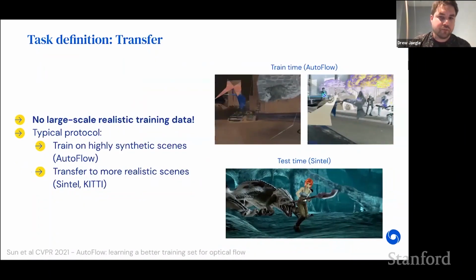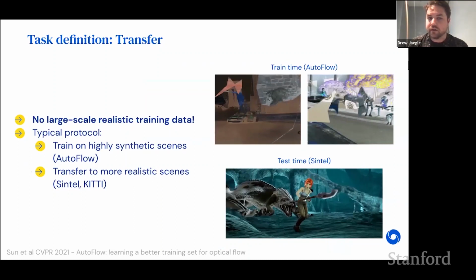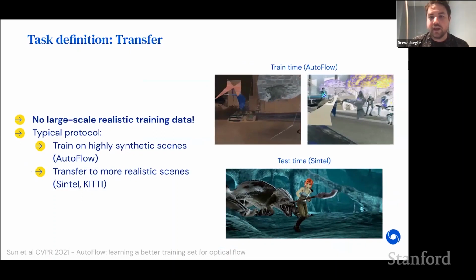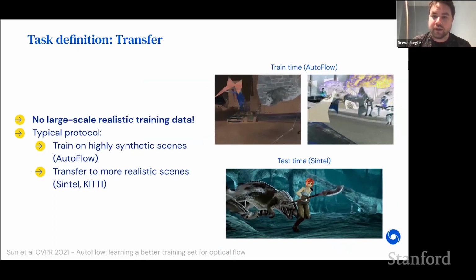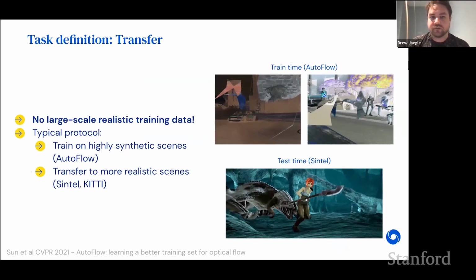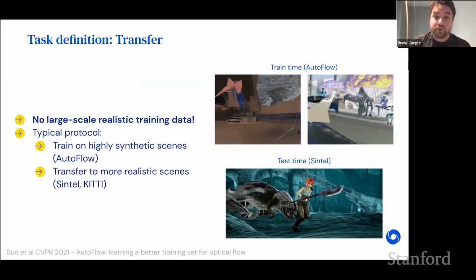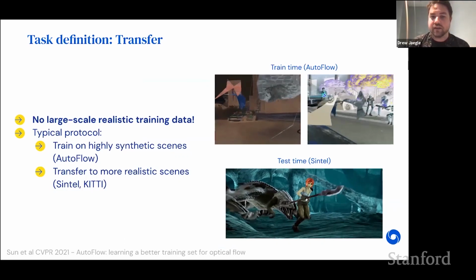So there are a couple of problems with optical flow that make it interesting to approach. One is it's a dense task, and it involves long range correspondences. But with the standard training protocol, there's basically no large scale realistic training data, just because it's incredibly hard to label all of the pixels in a real world scene and figure out where they go to. So the typical way to do this is to train on some synthetic data and then evaluate on more realistic scenes.